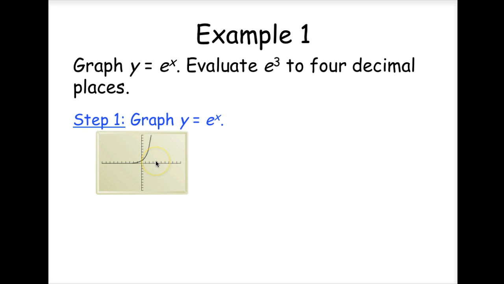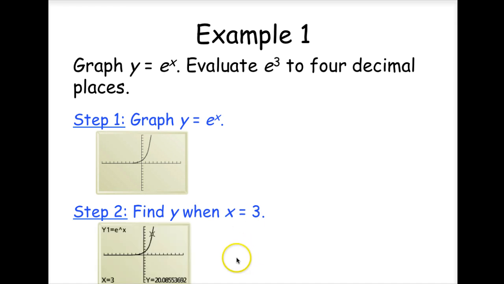If you're in too far, it'll look just like a straight line, or this will go almost horizontally. Then find y when x is equal to 3. What I did is I went over to my table, so enter second and the graph button, which will be table, and when x is 3, it will tell you that y is equal to 20.0855. It depends on if you've got, I took it out to 4 decimal places.